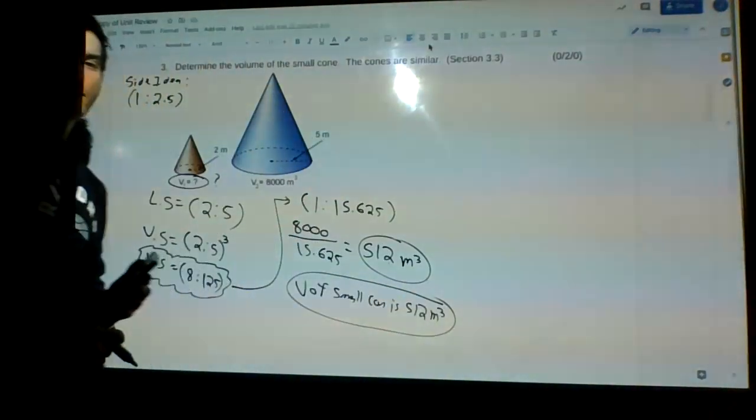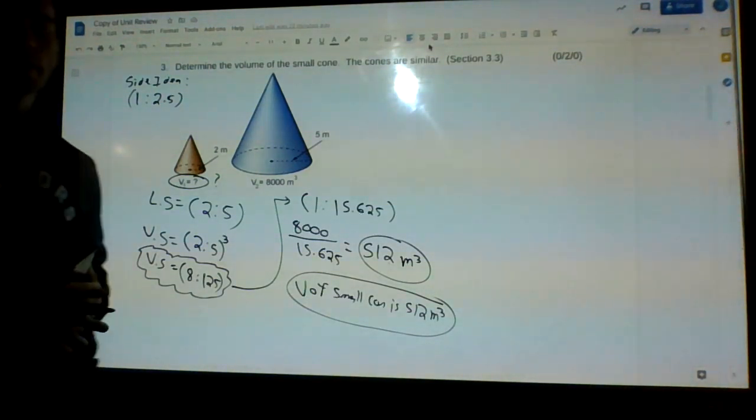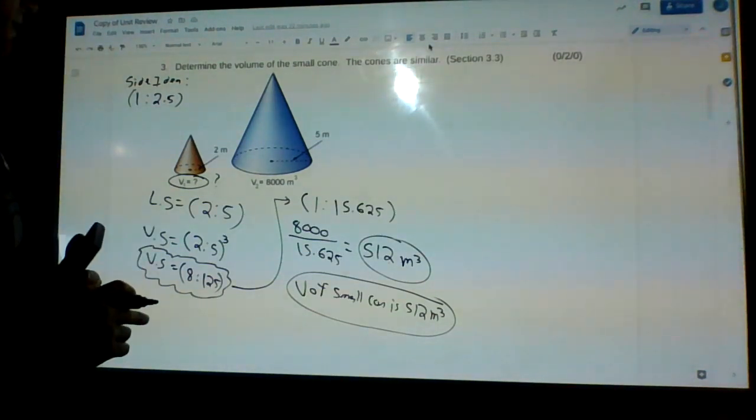And that was a lot faster than our previous method. We get the answer a lot quicker if we do it that way. Hopefully that made sense, and ask me if you have questions.